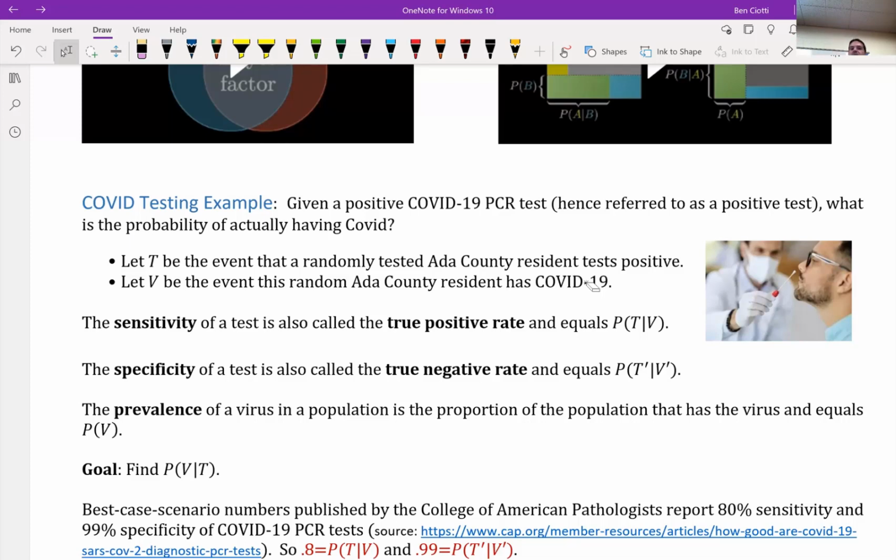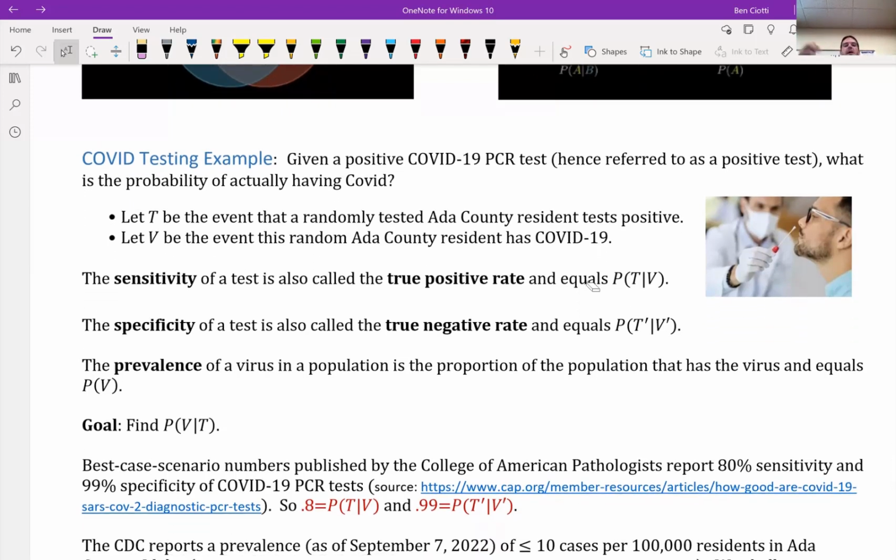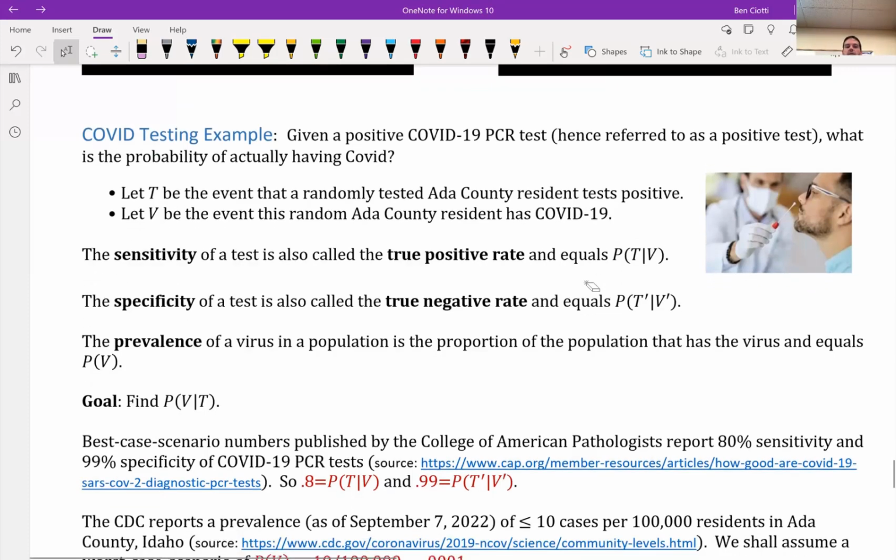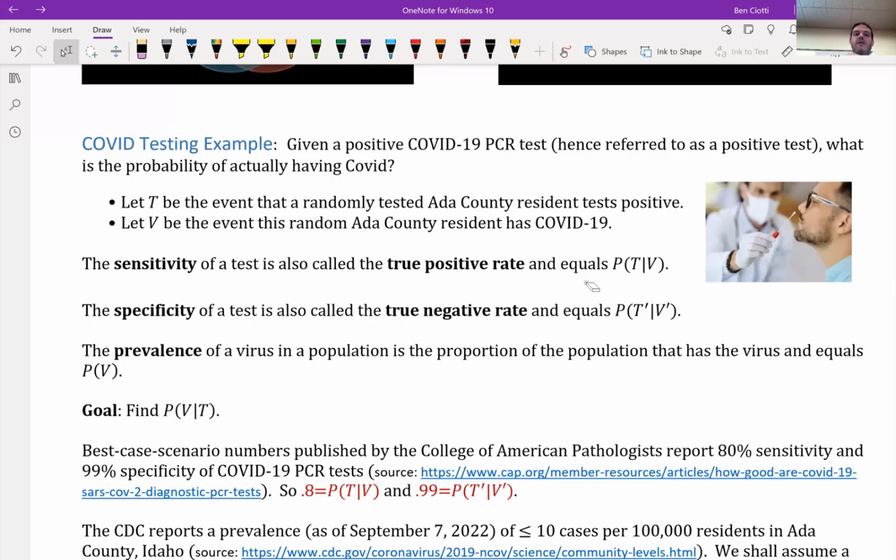I went and researched some actual numbers for COVID tests because when I originally wrote this problem, it was all about COVID and COVID PCR tests. So let me give you the numbers that I found and some terminology. The question that we're going to address is, given a positive COVID test, what's the probability of actually having COVID? And notationally, how about I define capital T to be the event that a randomly tested Ada County resident tests positive, and capital V, the event that a random Ada County resident actually has COVID.